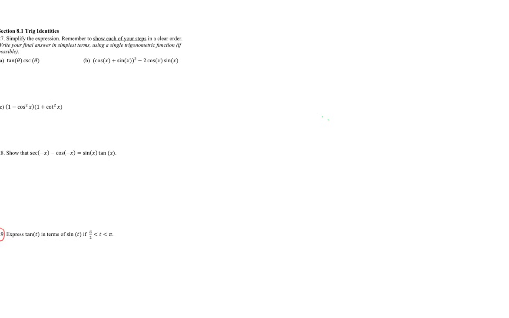Now we're going to express tangent in terms of sine. If t is between pi over 2 and pi, we know that tangent of t is equal to sine of t over cosine of t. We're going to use the identity that cosine squared of t plus sine squared of t is equal to 1. That means that cosine squared of t is equal to 1 minus sine squared of t.